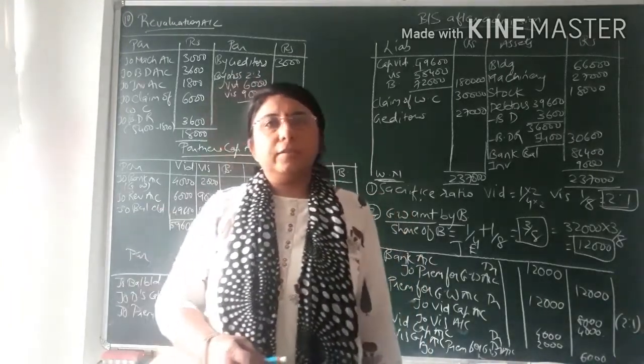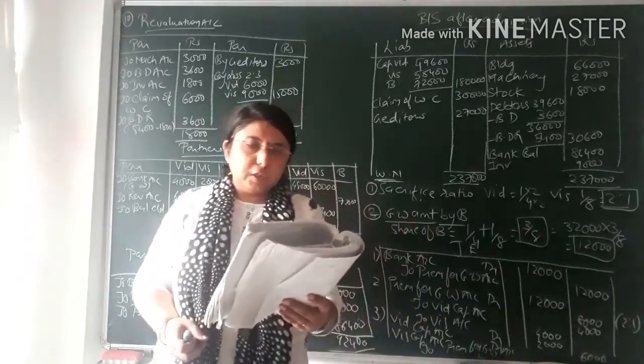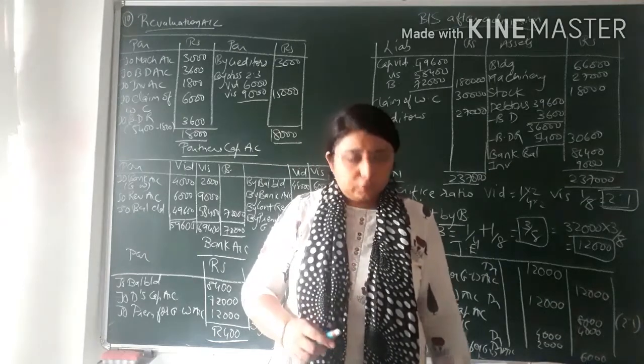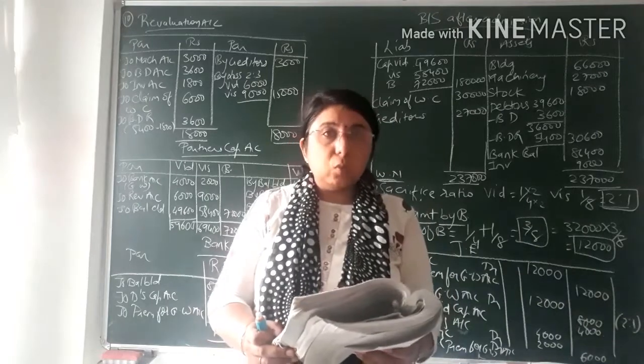So first of all, let us read the question. Vidit and Vishal are partners sharing profit and loss in the ratio of 2:3. Means old profit sharing ratio is 2:3. The balance sheet of their firm as on 31st March 2016 was as under.